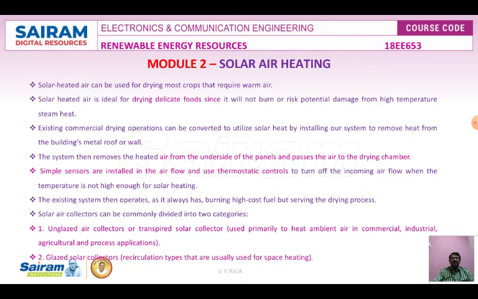The system then removes the heated air from the underside of the panel and passes the air to the dry chamber. Simple sensors are installed in the airflow and use a thermostatic control to turn off the incoming airflow when the temperature is not high enough for the solar heating. Then we can use the existing system that operates always. During the night times we can use this process for drying, but during the day times we can use the solar system.